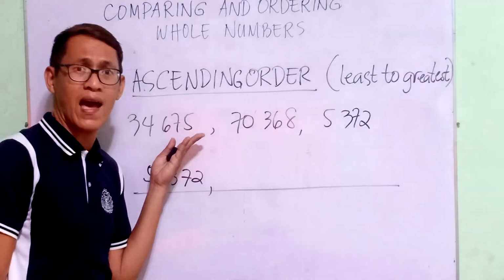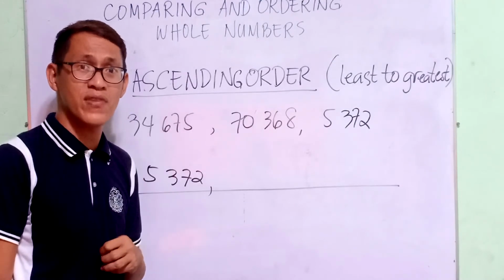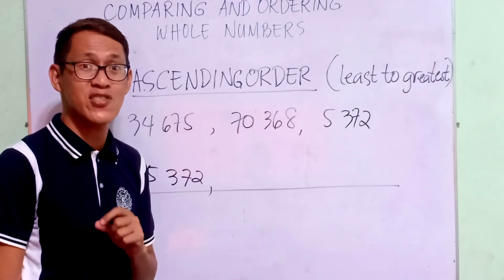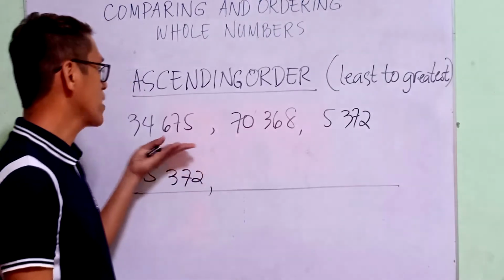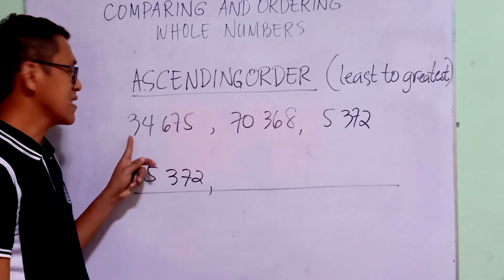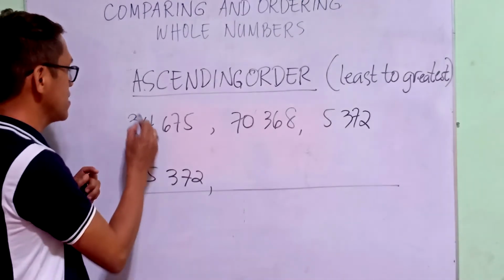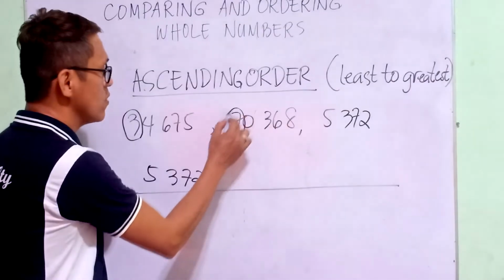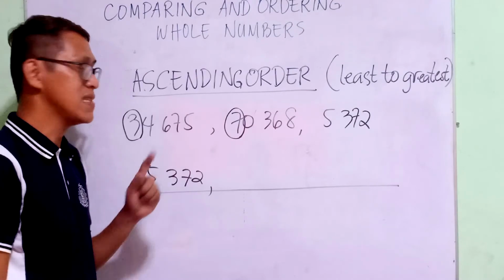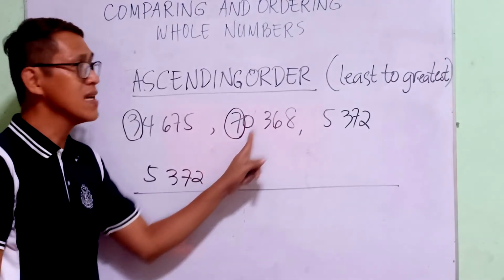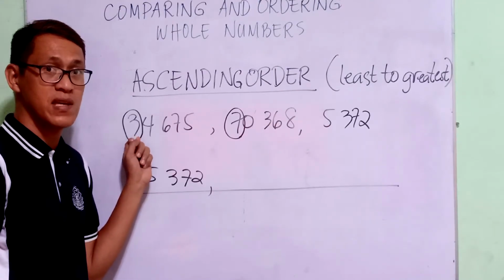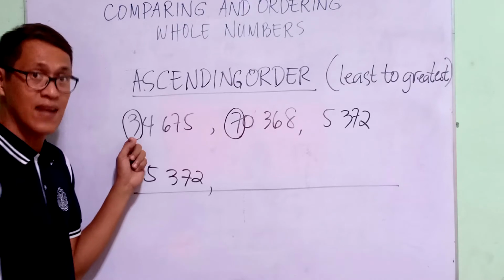But these two have same number of digits. So what do we do again? Yes, compare the digits in the highest place value. What's the highest place value in this number? Yes, it's the 10,000. So this is the 10,000. So with this one, compare the 3 and the 7. Yes, 3 is smaller than 7. Since we are arranging from least to greatest, so the next number should be 34,675.